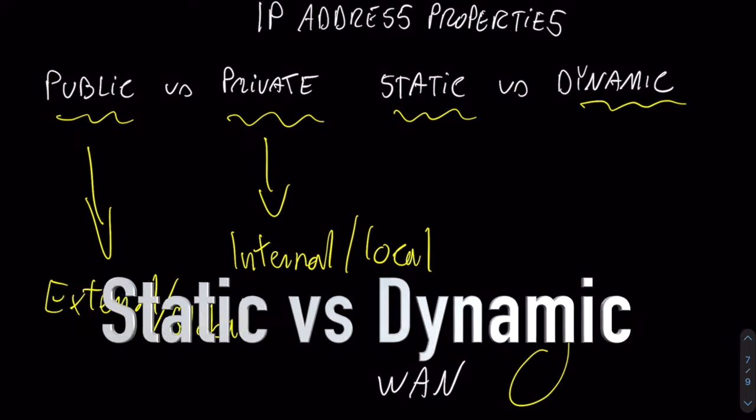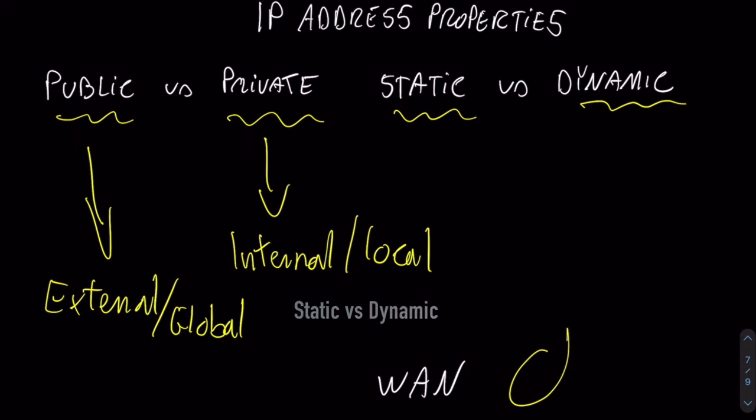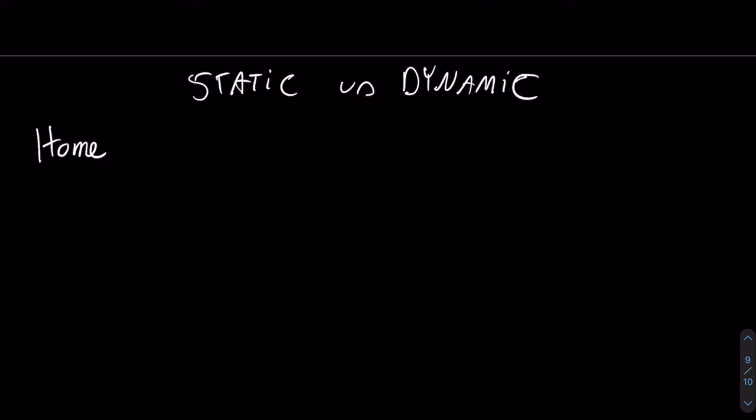Now let's go back to the IP address properties, and let's look at static IP addresses and dynamic IP addresses. So let's think of two situations: a situation when you're actually home, and when you're at a coffee bar, or you're visiting any other place, okay?